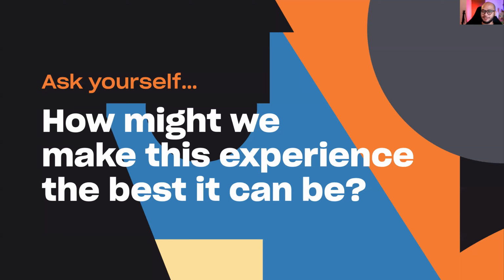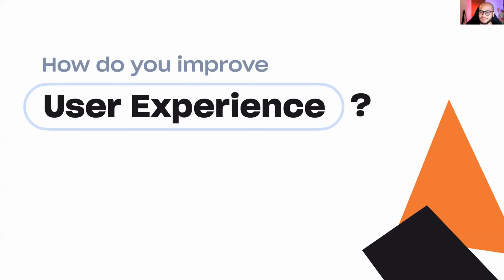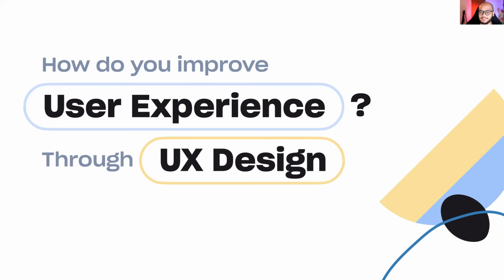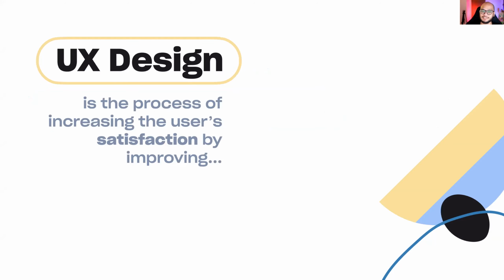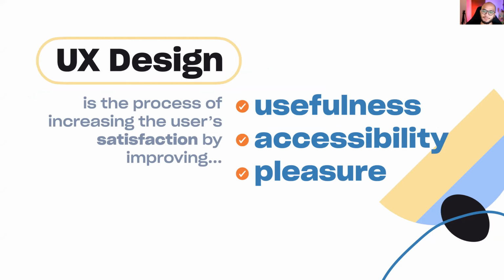And when you're thinking about user experience, you have to ask yourself, how might we make this experience the best it can be? That's done by UX design, the process of improving the user experience. It's a process of increasing user satisfaction, or allowing them to get what they want, by improving usefulness, accessibility, pleasure, and everything else.